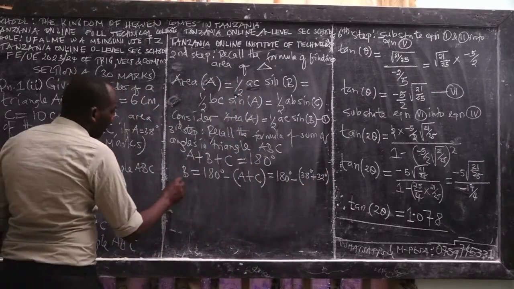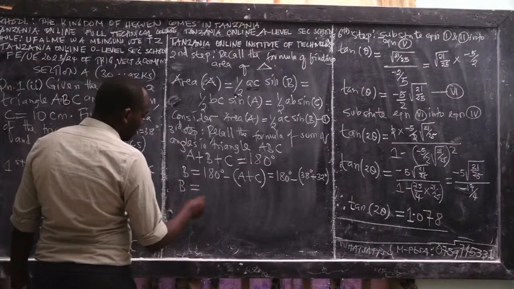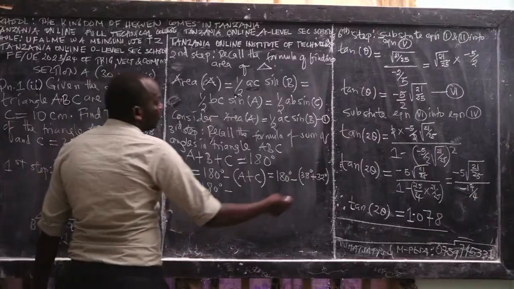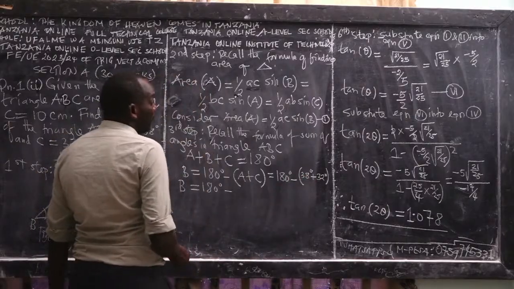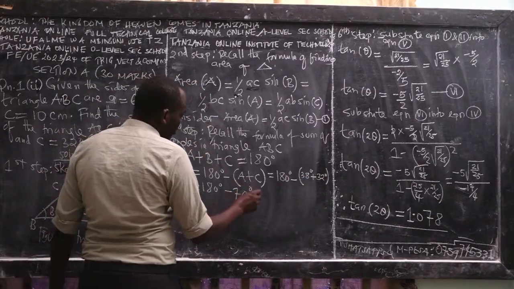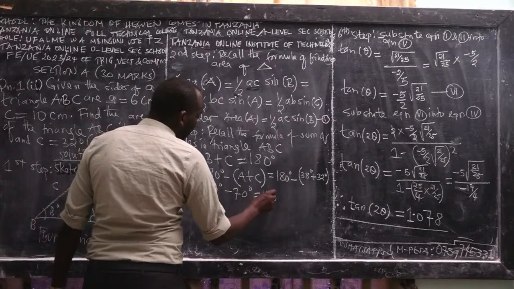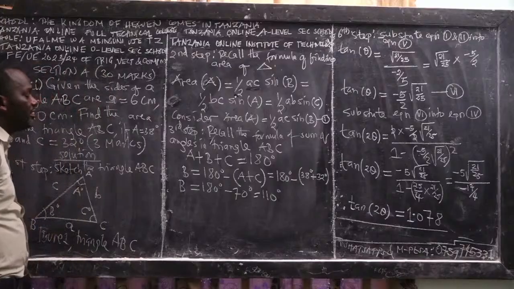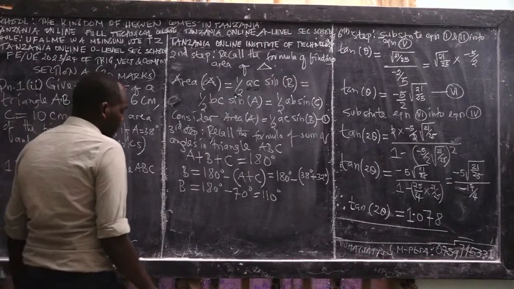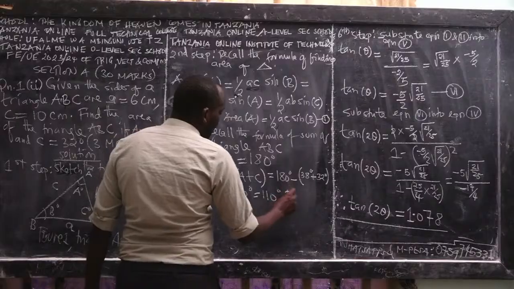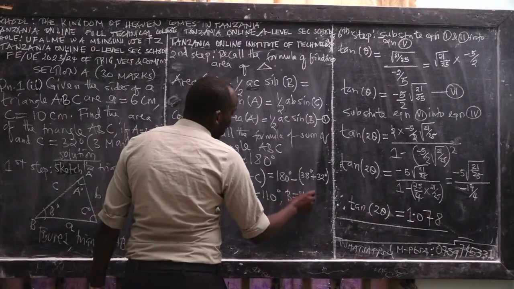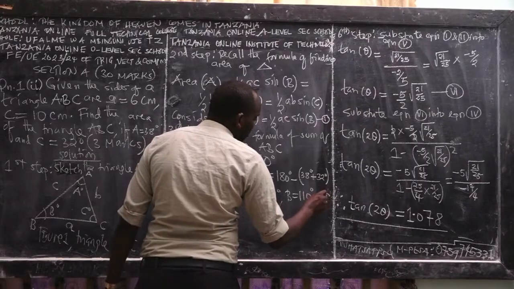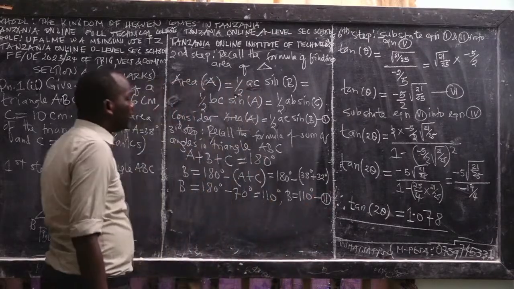Okay? So angle B is equal to 180 degrees minus 38 plus 32, that is 180 minus 70 degrees. This is equal to 110 degrees. So the value of angle B is equal to 110 degrees. We say angle B is equal to 110 degrees. This is equation 2.